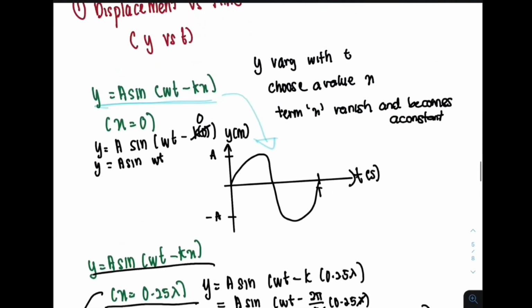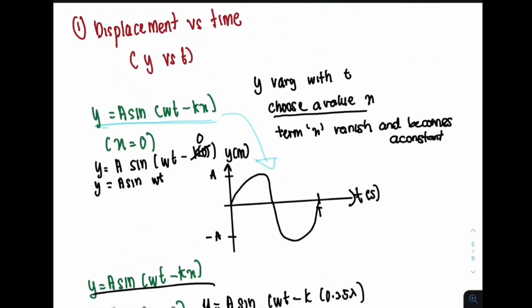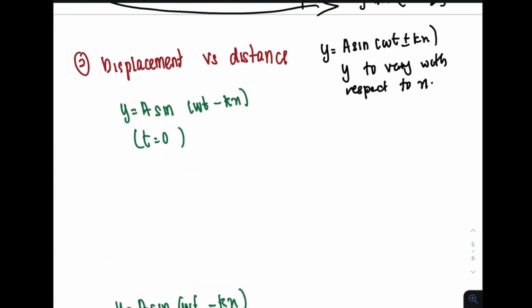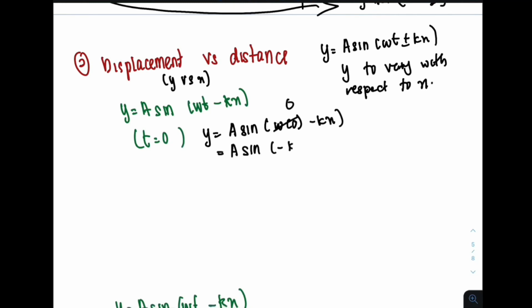Macam tadilah. Tadi bila kita nak plot y versus t, kita make sure kita masukkan nilai untuk x supaya term x vanish and becomes a constant. So you're going to do the same thing when you want to plot y versus x. So kita nak hilangkan term t. So kita akan letak a value for your t lah kan. So contoh dekat sini dia kata t sama dengan 0. So the equation here becomes A sin omega 0 minus kx. So ini jadi 0. So what you end up here is A sin negative kx.